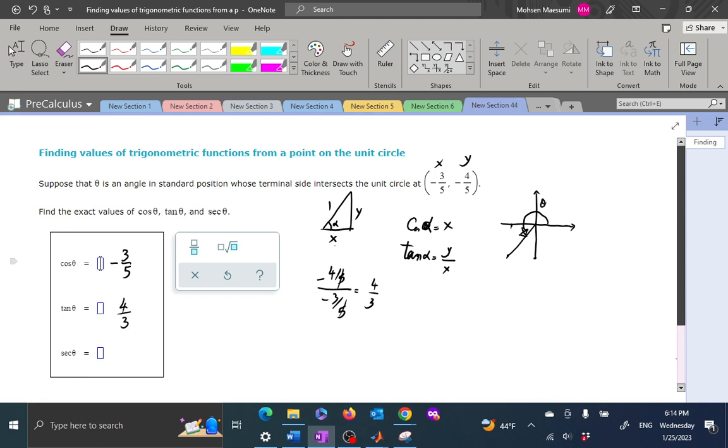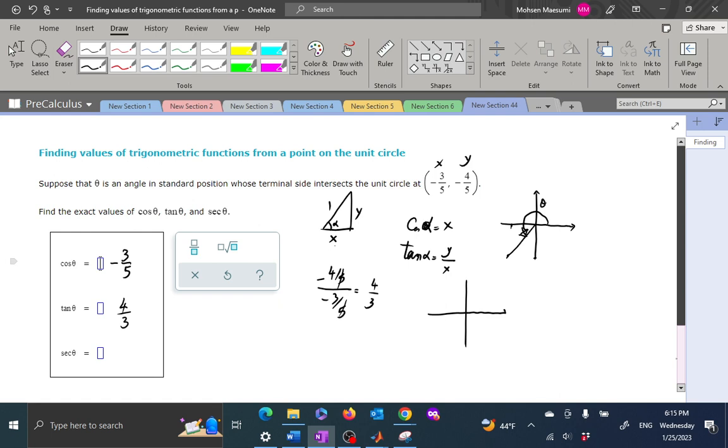Try to get some familiarity that here our cosine is negative and tangent is positive. So these are good things to remember. In each quadrant, the six trig functions, what kind of a sign do they have? Are they positive, negative, or what? So let's quickly go through this.